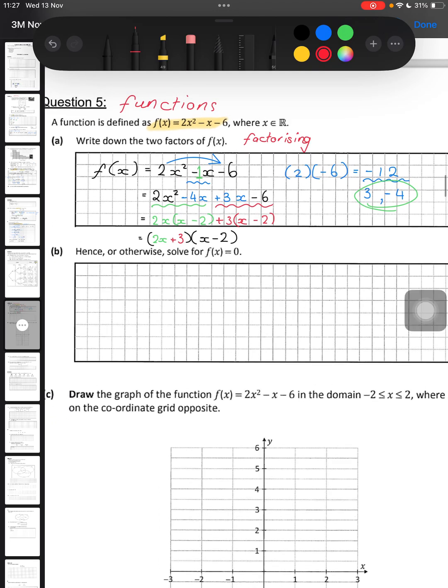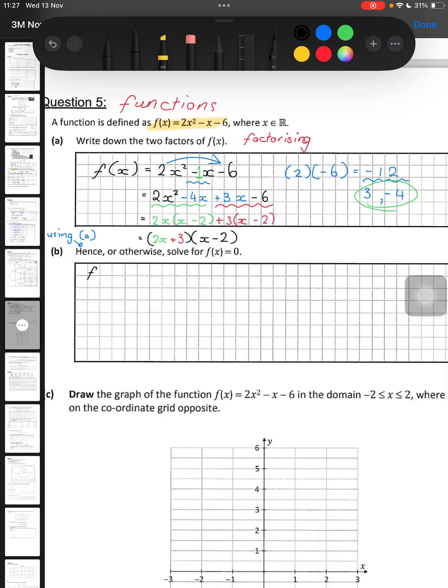Okay, now it says hence or otherwise solve for f of x equal to 0. So first thing is hence. What does hence mean? It's using what I got in the last question. So using my answer from above, using part A. So it's just the last part that you used, or otherwise. You don't have to use your part A answer. You can do it another way, but it wants us to solve for f of x equal to 0.